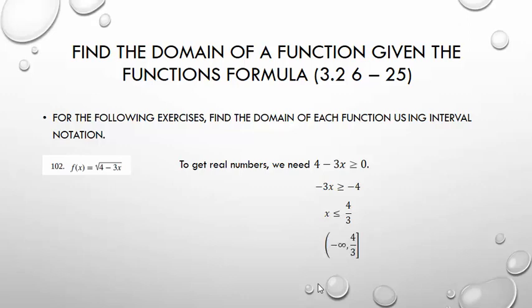So that's my domain. Any x less than or equal to 4/3 would give me a real number back. As an interval, that's negative infinity up to 4/3. And we always put parentheses on infinity because there's no endpoint there. And then the 4/3 is included in the domain, so I put a bracket. Okay? If I plug in 4/3, I'm going to get f of 0 is 0, square root of 0, which is a real number.